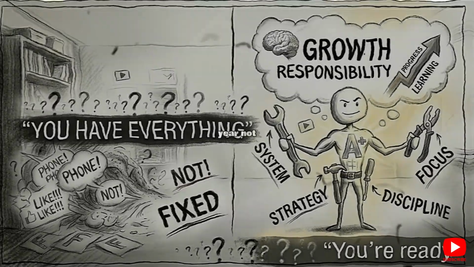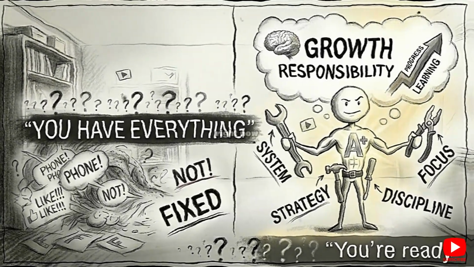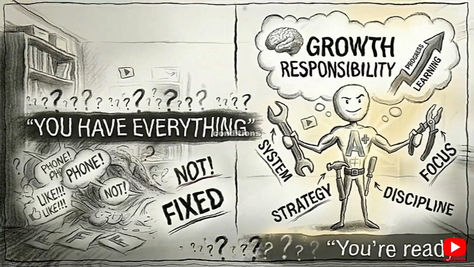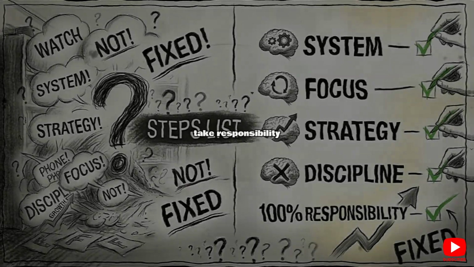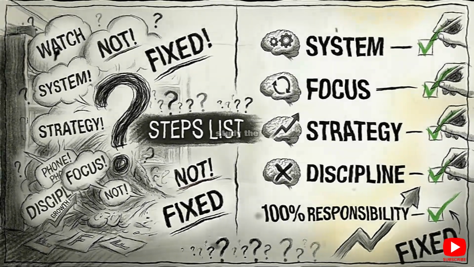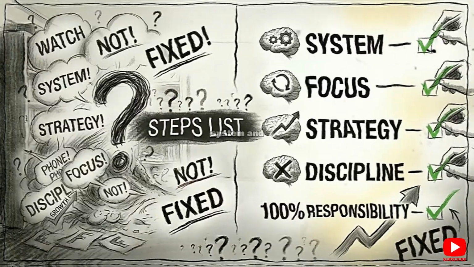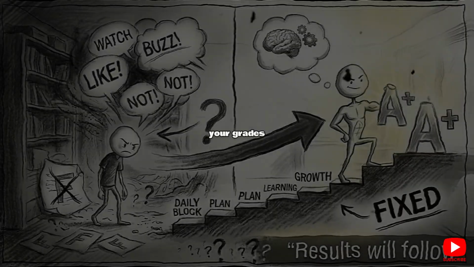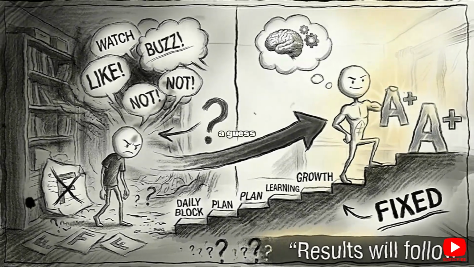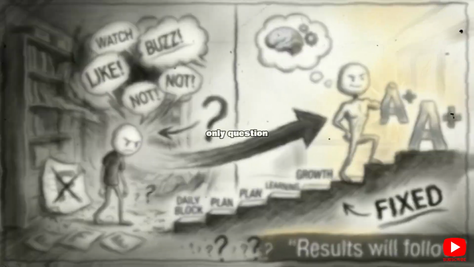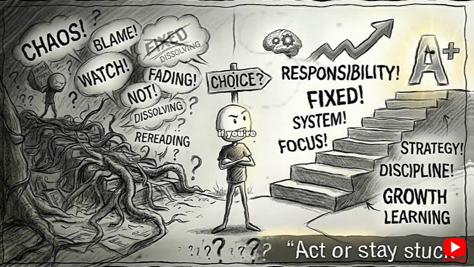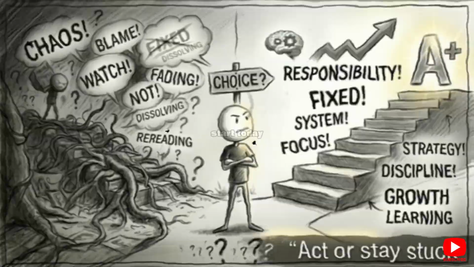Not next year, not next semester, right now. You don't need to be smarter. You don't need perfect conditions. You just need to follow the steps. Take responsibility, fix your environment, study the right way, build a system, and stay disciplined. If you do that consistently, your grades will improve. It's not a guess, it's a result. The only question is whether you're going to take action or stay stuck where you are. If you're serious about changing your life, start today.